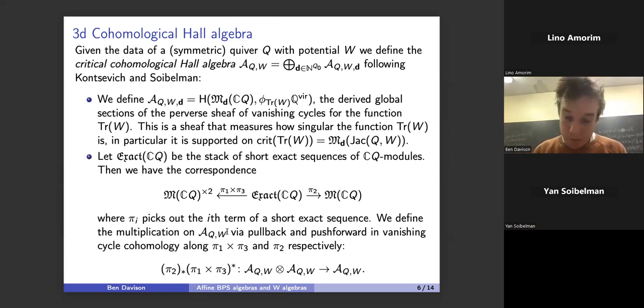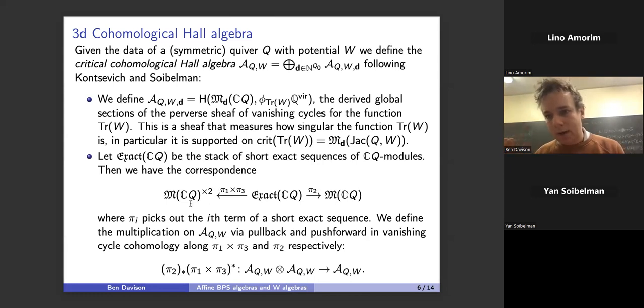We define the multiplication on the cohomological Hall algebra via pullback and push forward operations defined by the morphisms in this correspondence diagram. We first pull back along pi1 cross pi3, and then we push forward along pi2 to get a morphism from the vanishing cycle cohomology of the thing on the left, 2 copies of the stack of representations of CQ, to the vanishing cycle cohomology of CQ.